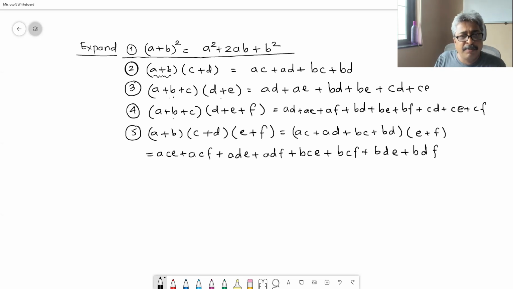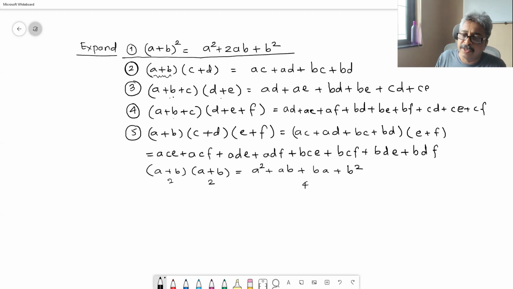Now, as far as the first problem is concerned, we can write it as a plus b into a plus b. That makes it 2 terms in the first bracket, 2 terms in the second bracket. Therefore, by the logic of 2 to 5, we should have 4 terms in RHS. They are going to be a into a square plus ab plus ba plus b square. So there are 4 terms in total.